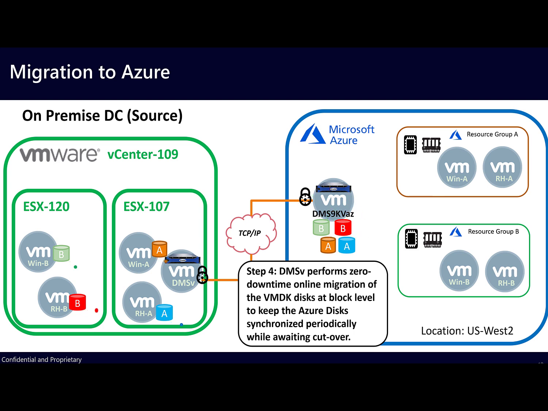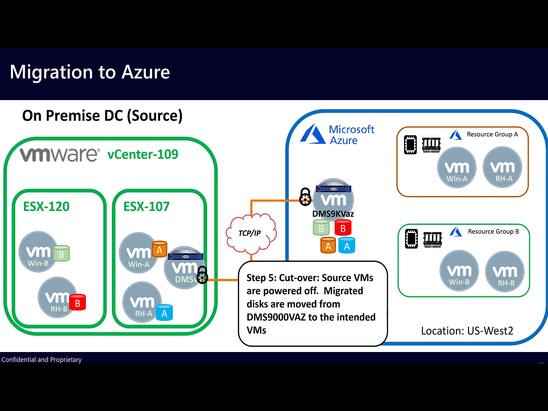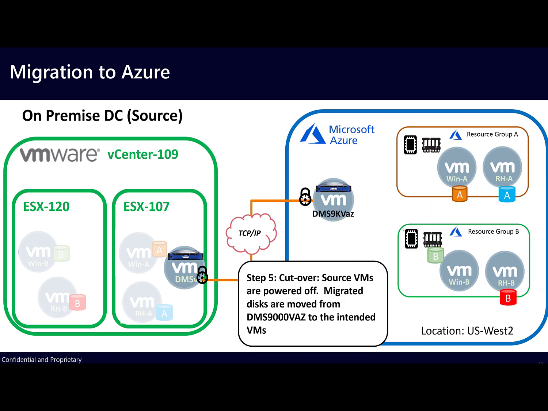So once the plan is executed, the disks are created, and now we're migrating to them. When you're ready to cut over, you have to offline the source on-prem machine to guarantee that the data is no longer changing. And then we would do a last sync. Once this is all synced up, they will be detached from our DMS receiver and moved to the appropriate virtual machines within Azure. So that's how simple it is.